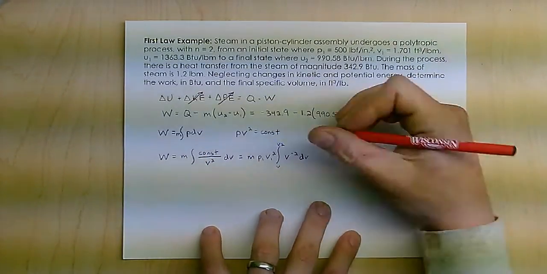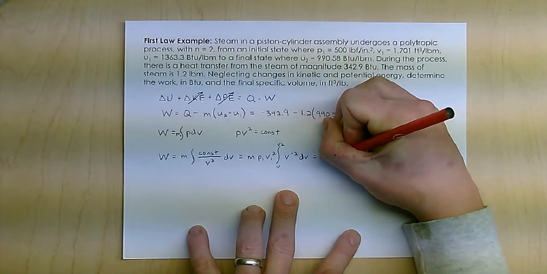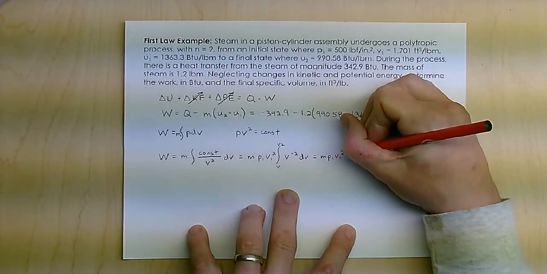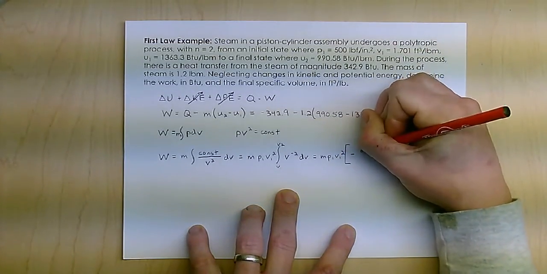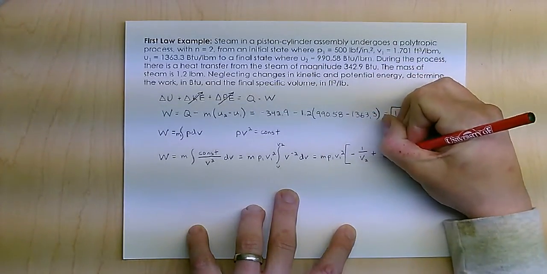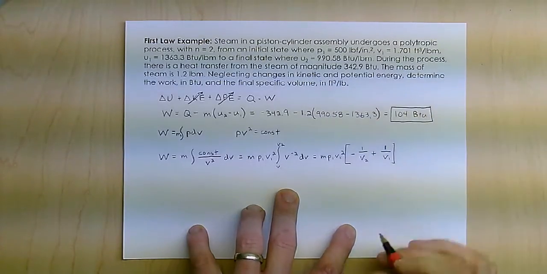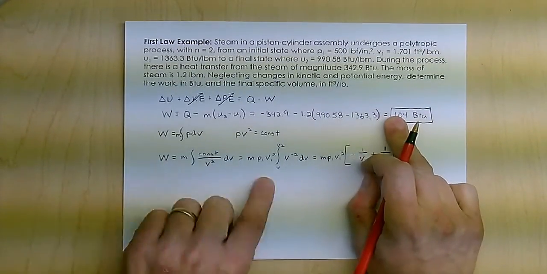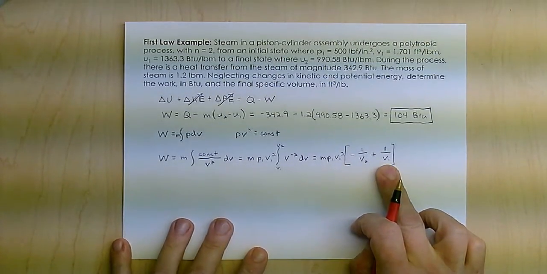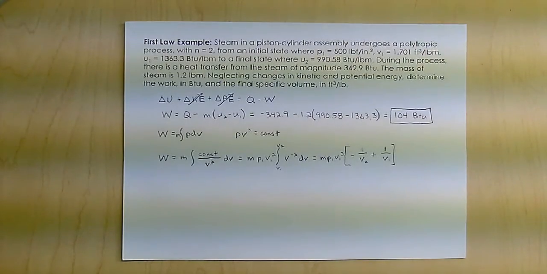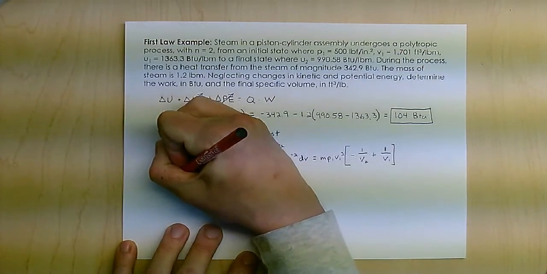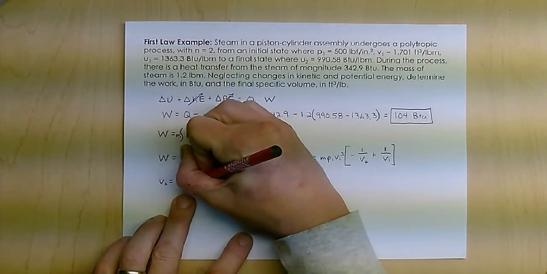So when I do that, I get the equation for work to be M times the constant, P1 V1 squared, and then using my limits of integration, I get negative 1 over V2 plus 1 over V1. So that's my equation for work. Again, I know work, I know mass, I know my initial properties. All I'm looking for is V2. So through a little algebraic manipulation, solving for V2, I get the following equation.